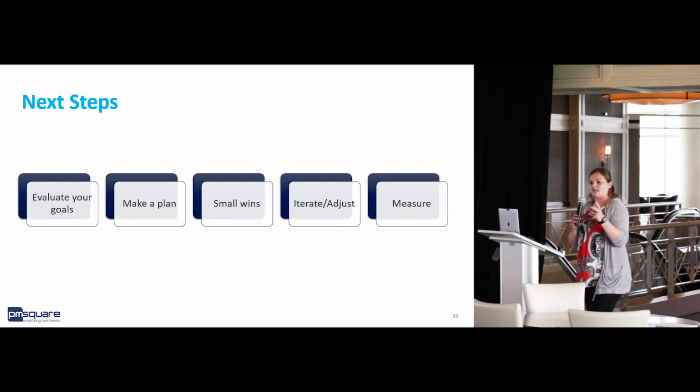And then you start to iterate and adjust the plan and measure it. Make sure you measure everything. Take your baseline metrics before you start, take your metrics afterwards. That is the most important thing, because that's how you're going to demonstrate your progress and how this predictive forecast can actually work for you.